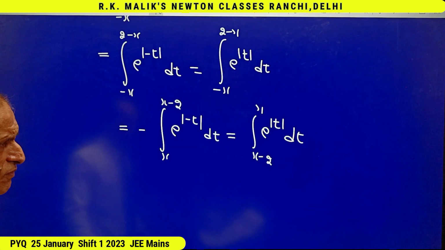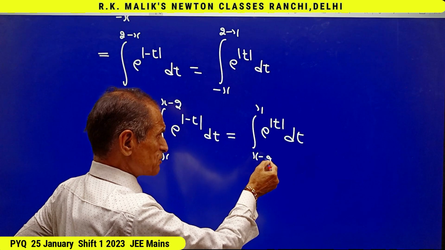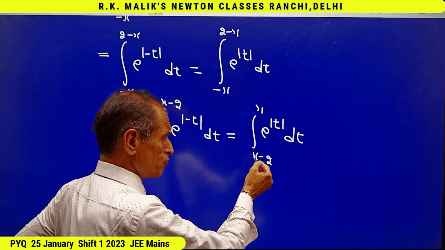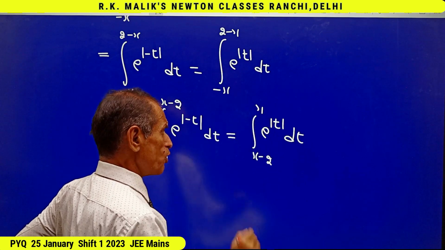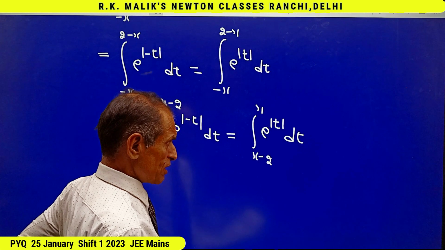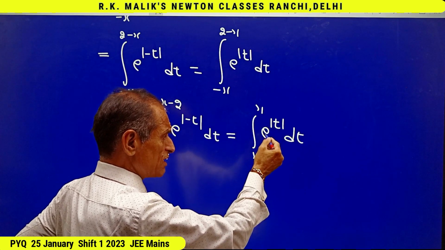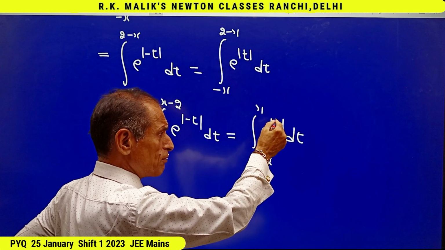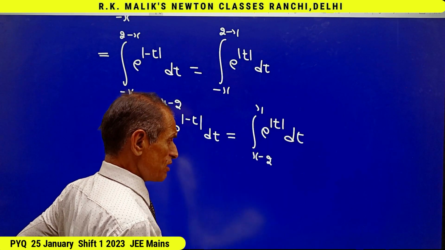It's clear that if both are positive, that is x minus 2 and x both are positive, and because t is varying between x minus 2 and x, and if both are positive, mod t will become t. And if both are negative and t is lying between x minus 2 and x, then t will be negative. Therefore, after removing mod, minus t will come.